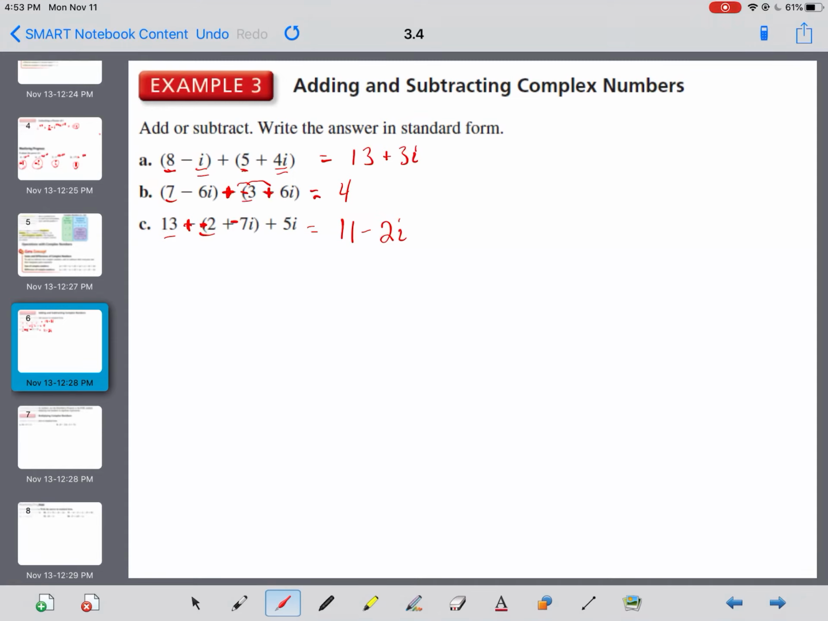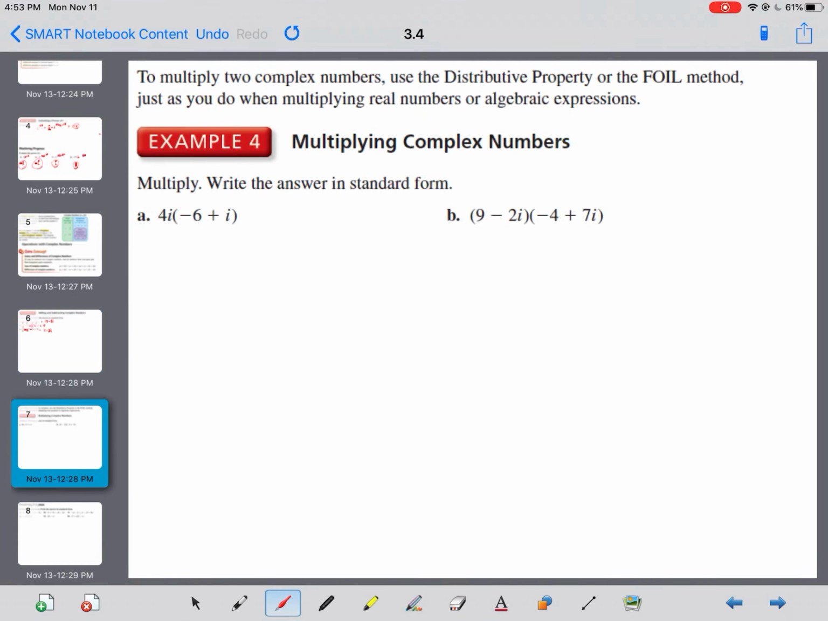Just watch out with the minus sign in between the parenthesis sets or in front of a parenthesis set. Just distribute that in and get rid of it. Turn it into a plus and not even worry about it. That way you know where the negatives are on everybody. Makes it way easier. Multiplying.